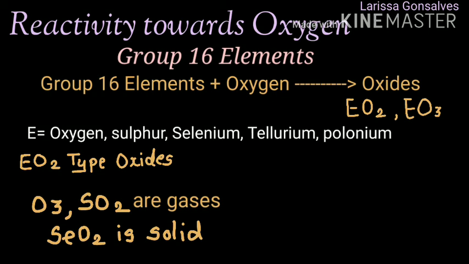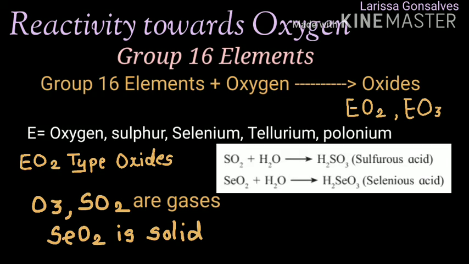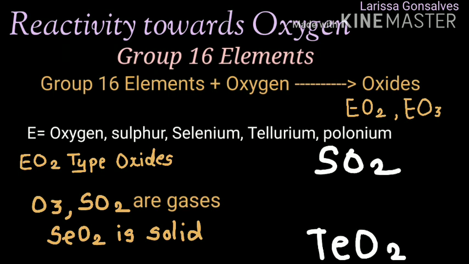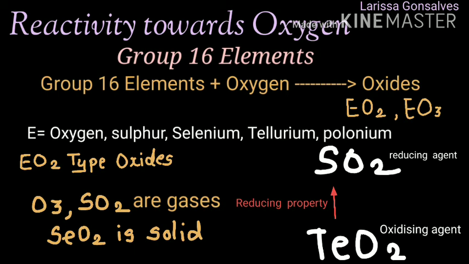First reaction is sulfur dioxide reacting with water to form sulfurous acid. The second reaction is selenium dioxide reacting with water to form selenious acid. The reducing property of dioxides reduces as we move down from SO2 to TeO2. So, sulfur dioxide is a reducing agent while TeO2, that is tellurium dioxide, behaves as an oxidizing agent.